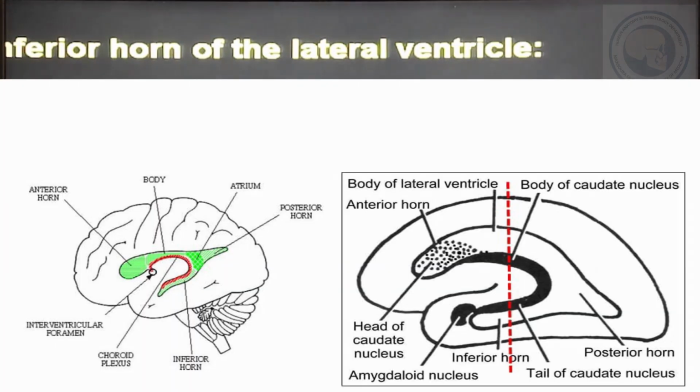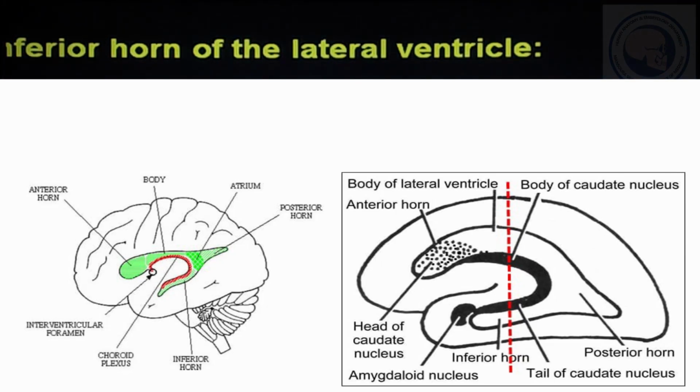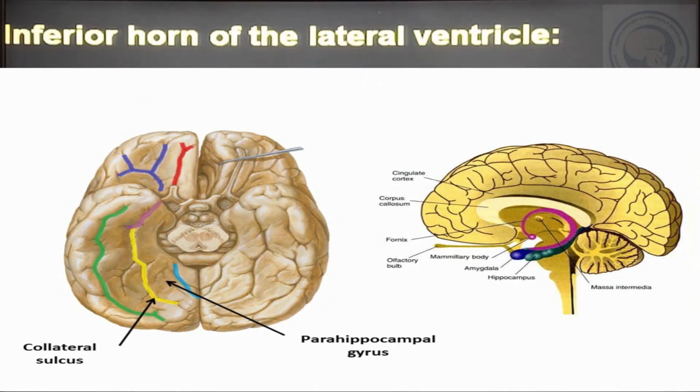I told you that in the same section, you can find the inferior horn, but I separate it to know its relations. This is the inferior horn of the lateral ventricle. Its roof will be made by the tail of caudate. Also, in the medial wall of the inferior horn, you will find the choroid plexus. What about other relations? What about the floor of the inferior horn?